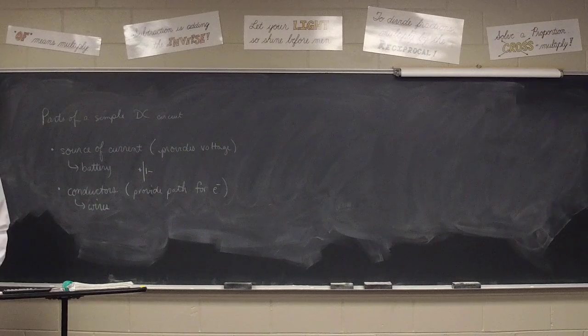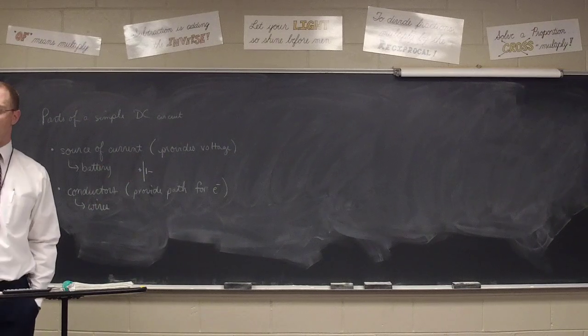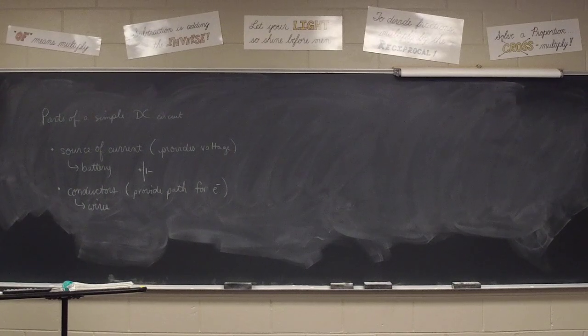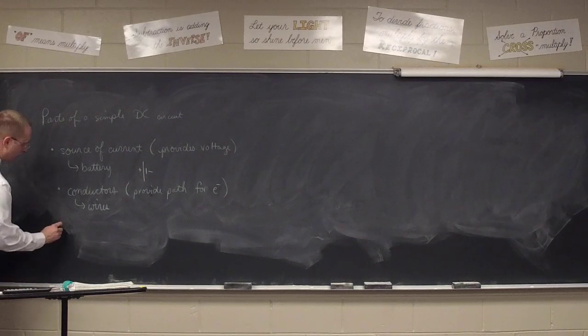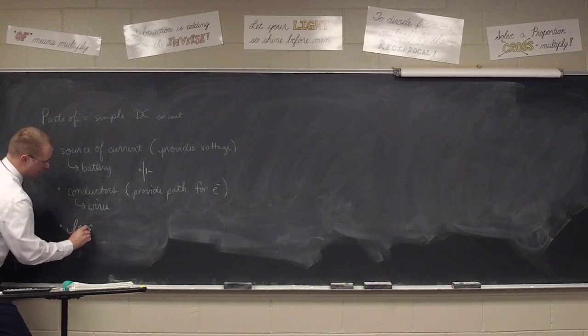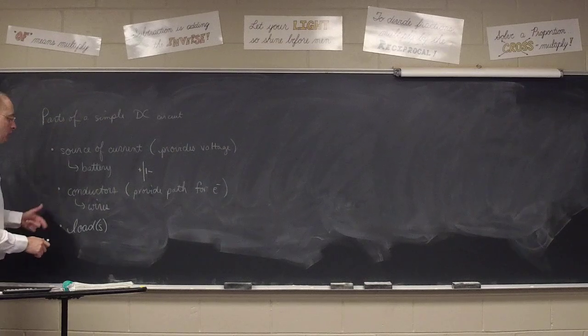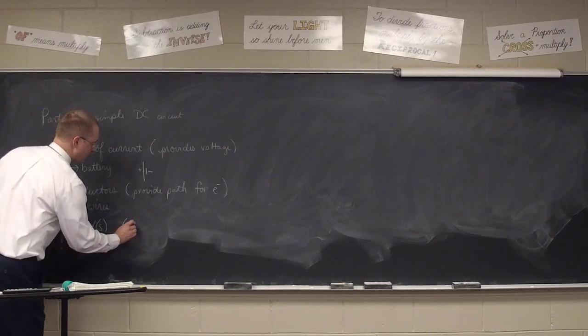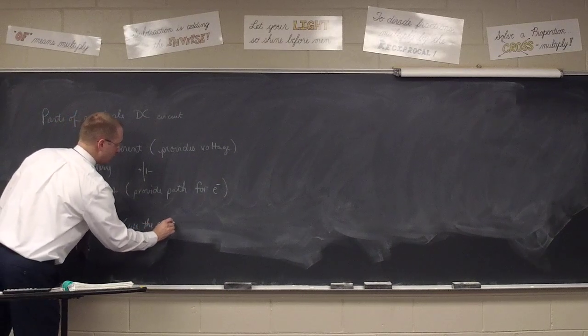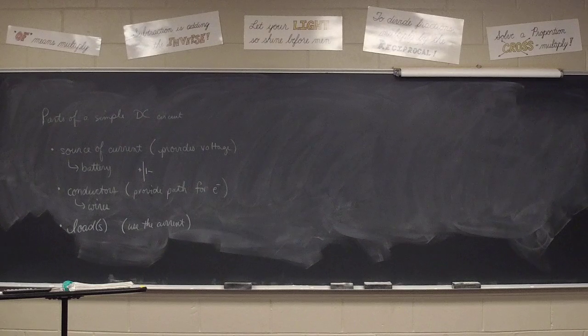However, as I said before, if all you've got is a battery with wires connected to the ends, do you really have a circuit? I mean, yes, current is moving, but it's not doing anything, right? It's doing nobody any good. All it's doing is running down your battery and potentially causing fires. So you need something that will actually use the current, something that benefits from the current. We call these things the loads. I'm going to put the S in parentheses because you don't have to have more than one. You could just have a single load, but the load or the loads, these are the things that use the current. This is the purpose of the circuit in the first place.